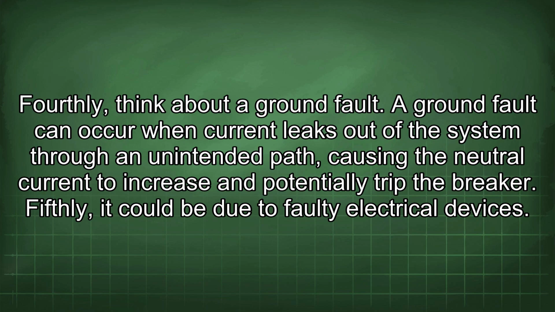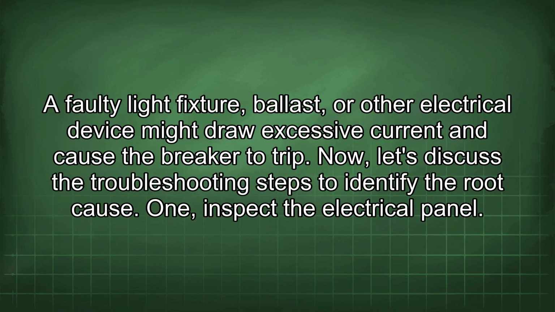Fourthly, think about a ground fault. A ground fault can occur when current leaks out of the system through an unintended path, causing the neutral current to increase and potentially trip the breaker. Fifthly, it could be due to faulty electrical devices. A faulty light fixture, ballast, or other electrical device might draw excessive current and cause the breaker to trip.